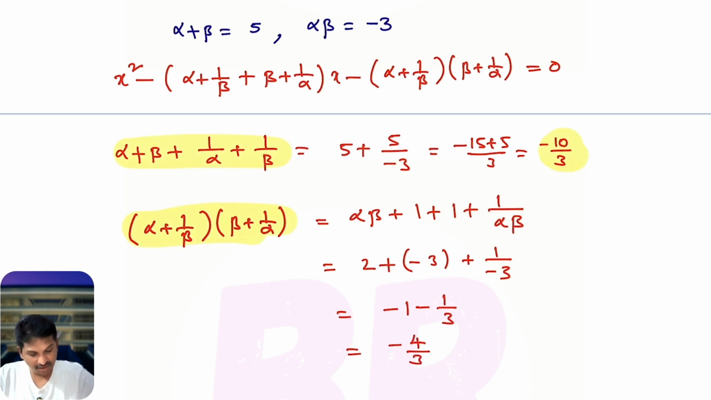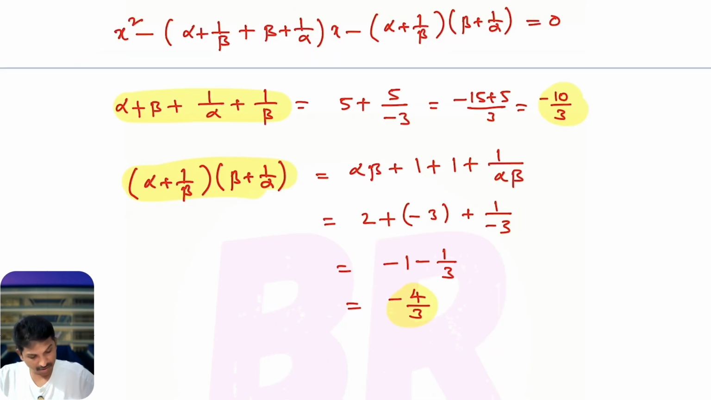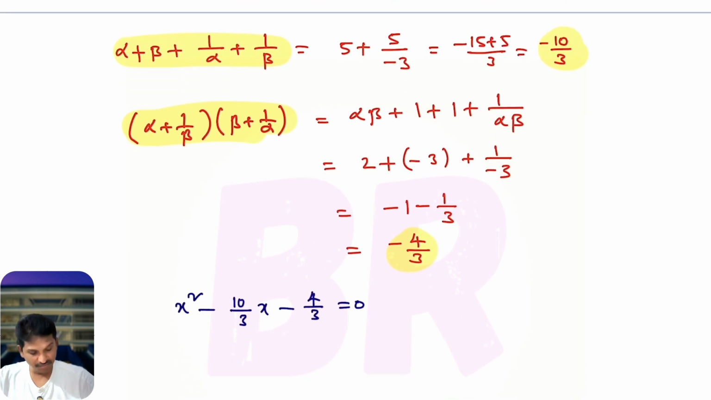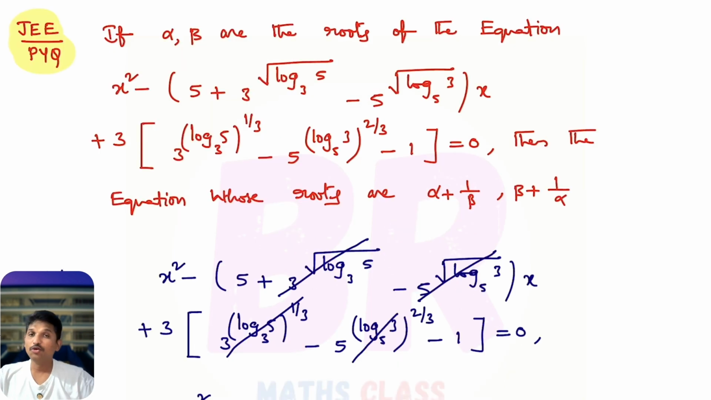Now these values you substitute in this equation. Then what you will get? X square minus 10 by 3 into x minus 4 by 3 equal to 0. Simplify this, what you will get? 3x square minus 10x minus 4 equal to 0. I hope you understand this solution.